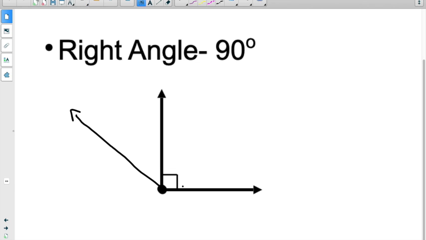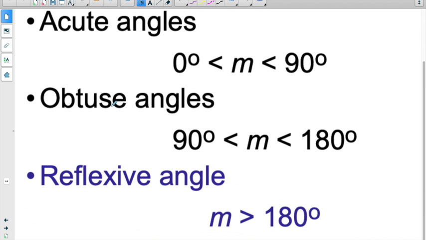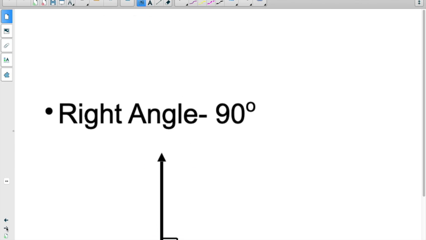The last one that you didn't get to look at is a reflexive angle, and that's greater than 180 degrees. Think about what 180 degrees is. It's when you have a straight angle, and I'll show you what that looks like as well. But greater than 180 degrees is going to give you reflexive.